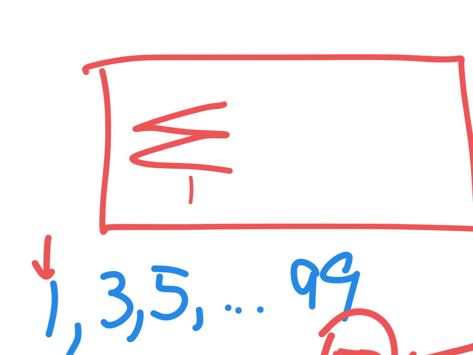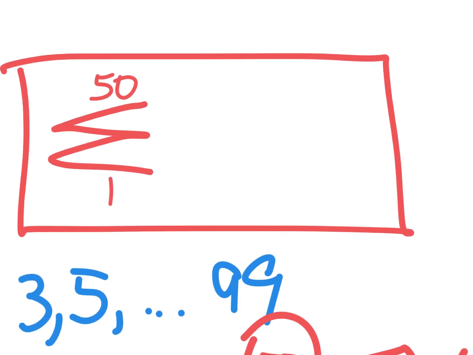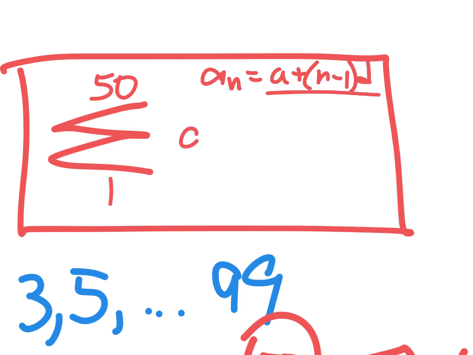You always start with a 1 there, and then, this is important, I'm not gonna put a 99 here, because that's not how many terms I have. How many terms do I have? So I need a 50 there. Okay? And then you put the term finder, which is one of our formulas for arithmetic. It is a sub n equals a plus n minus 1 times d.